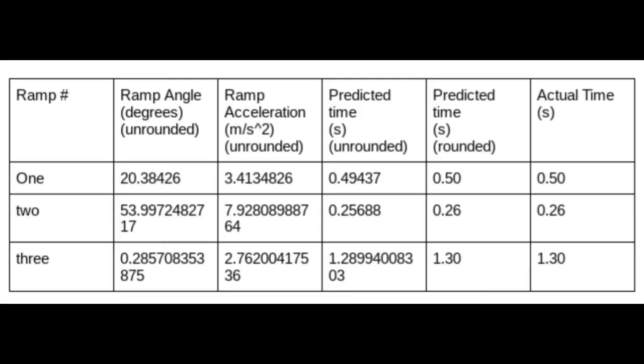This table displays the final results for all 3 ramps used. The calculations made for each ramp are all very close to the actual time, and when accounting for significant figures, they all result in the exact time calculated. This data shows that these formulas can be utilized to accurately calculate the speed of a car going down a ramp.